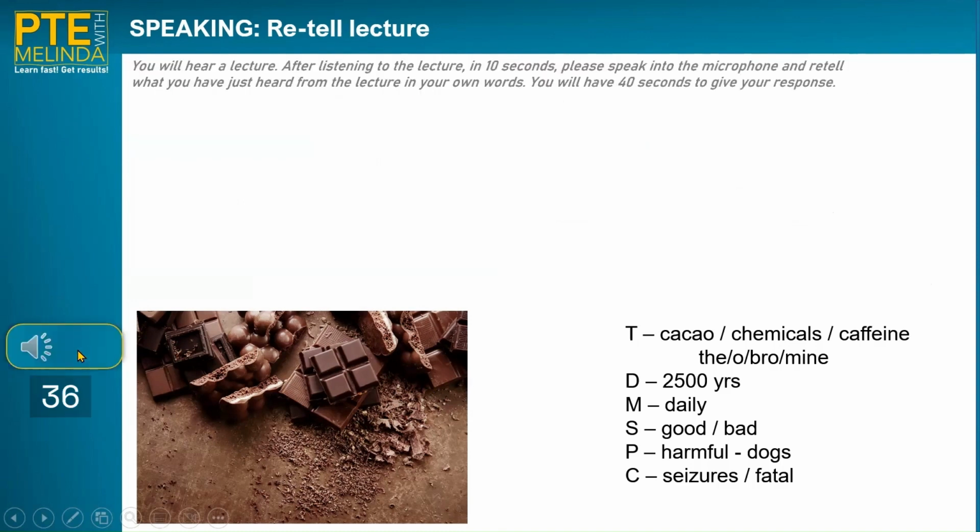The speaker was talking about cacao and the chemicals it contains, like caffeine and theobromine. She discussed how chocolate has been popular for 2,500 years. Then she mentioned that many people around the globe consume it daily, and she said that some people say it is healthy while others say that it is bad for health. Then she pointed out that chocolate is definitely harmful to dogs. She concluded that it may cause seizures in dogs and can sometimes be fatal.